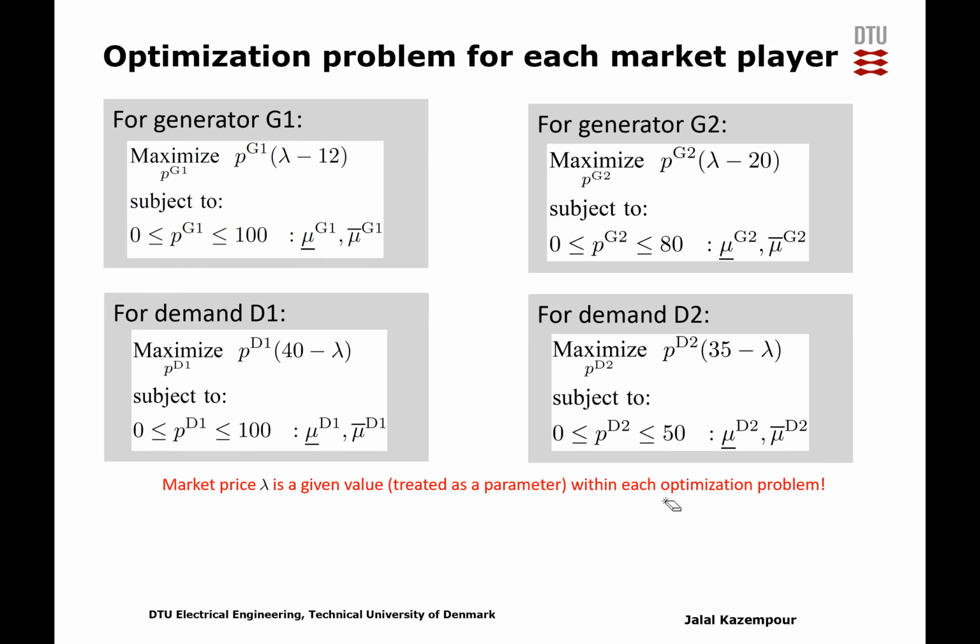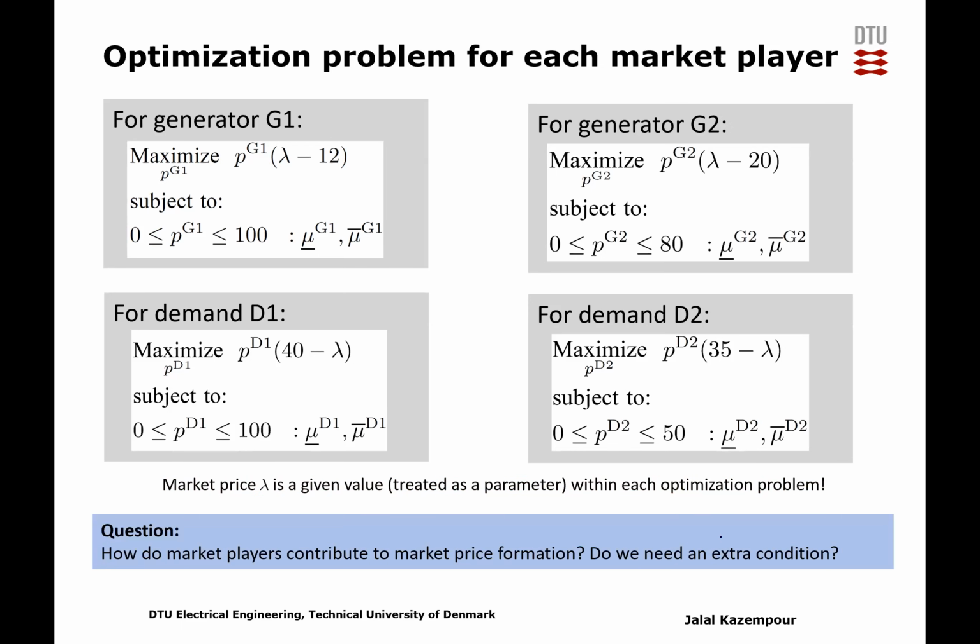Market price lambda is a given value, treated as a parameter within each optimization problem. So for generator 1 and demands D1 and D2, the price here is given. For given values of lambda, they are trying to maximize their own profit or utility. But the question is, is lambda given? Do we know a priori the optimal value of lambda? Do we know it beforehand? No, we don't know.